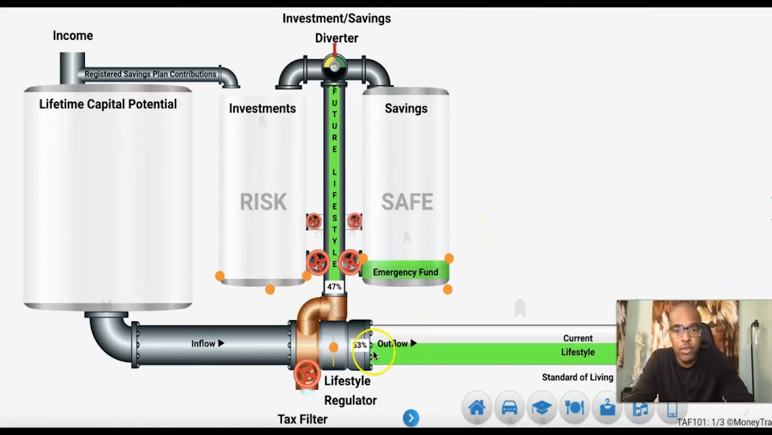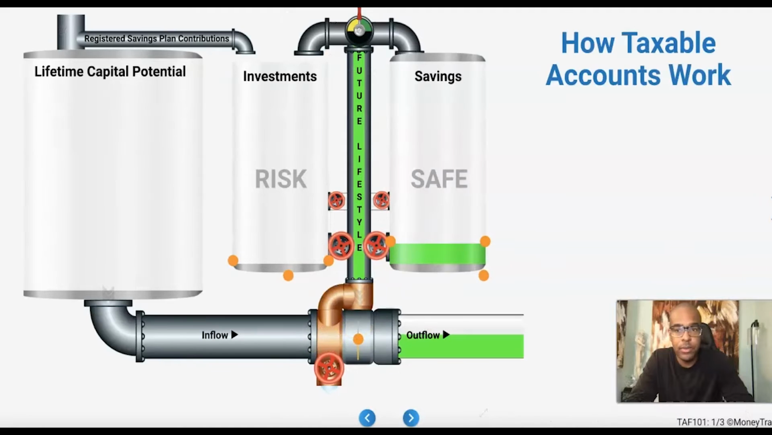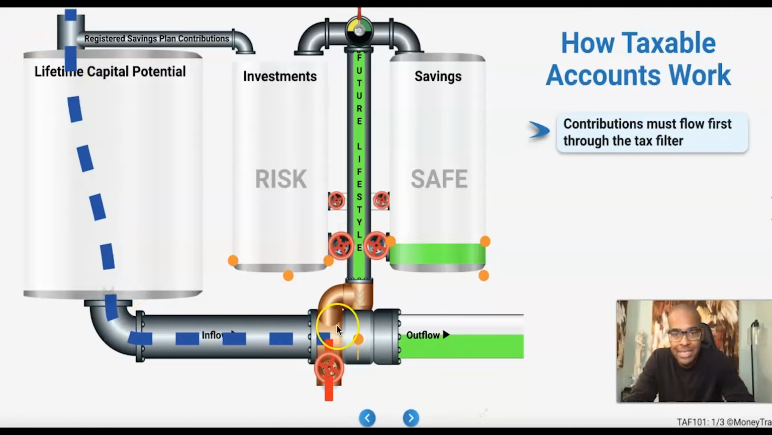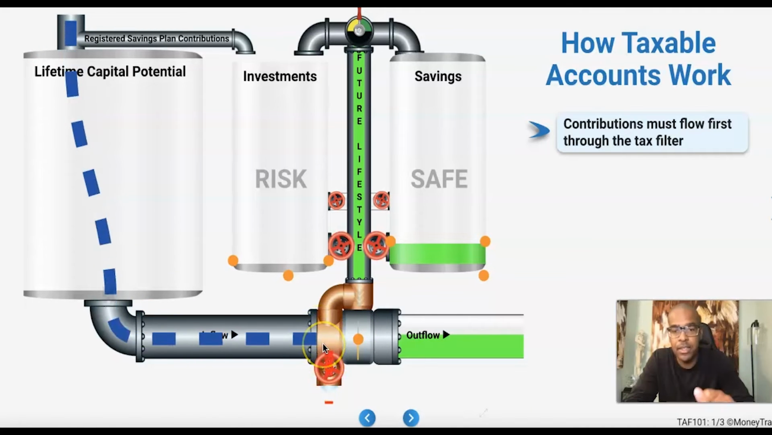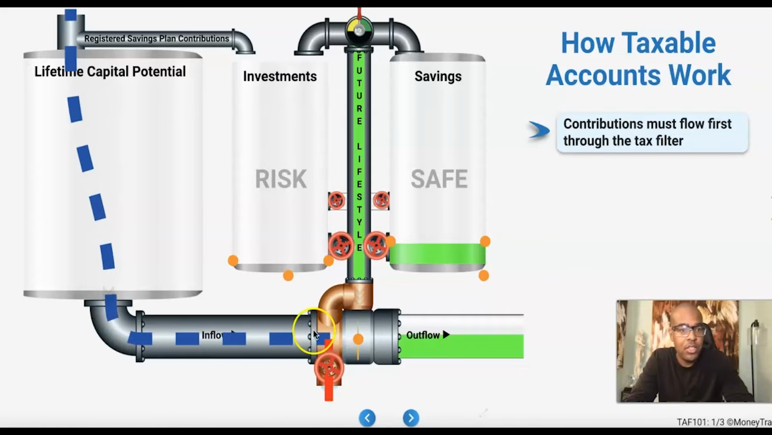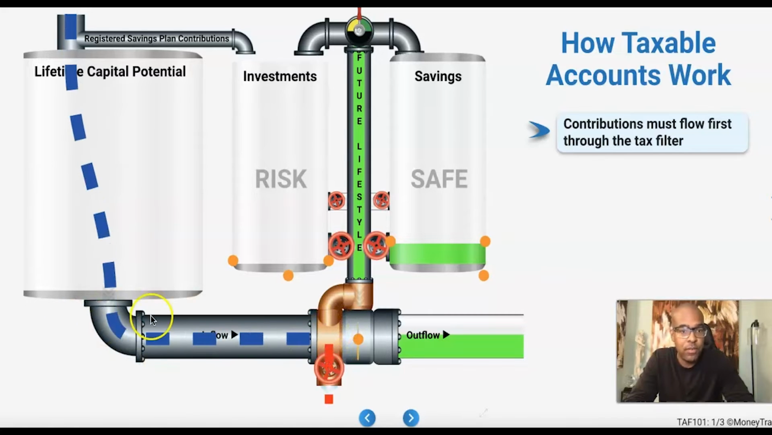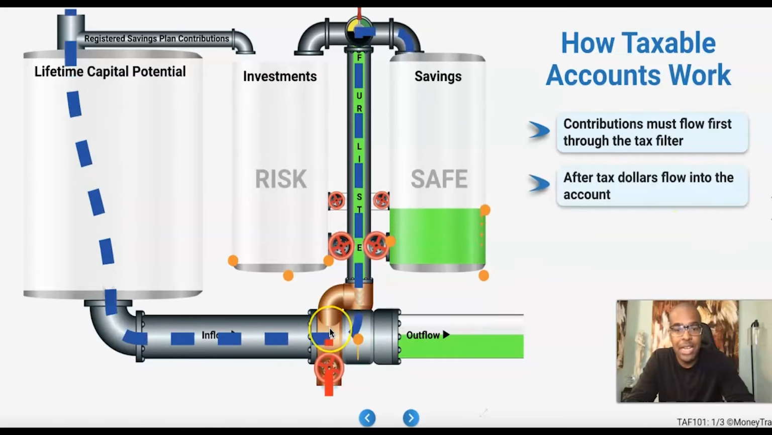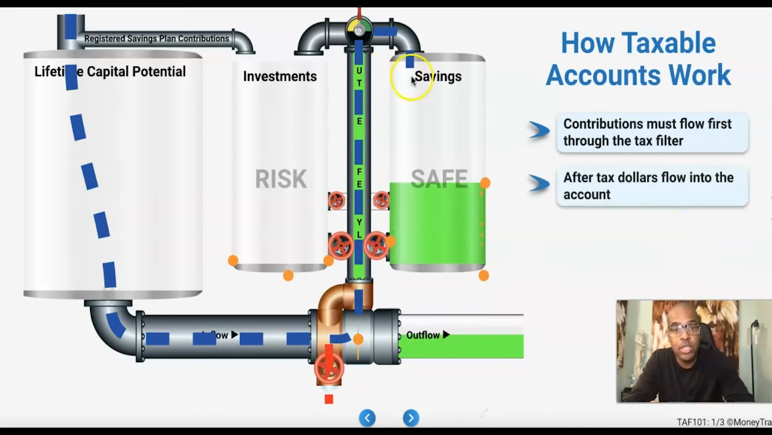Okay, so now we've gone through that. Let's get going. What happens when money goes into a taxable account? Let's see how that works. Well, again, the money comes through right here, like we said before. Then the money hits that tax filter. Immediately, when you get your paycheck, you see a certain amount that gets deducted. So those contributions must flow through what we call the tax filter, and those after-tax dollars then go into their accounts.